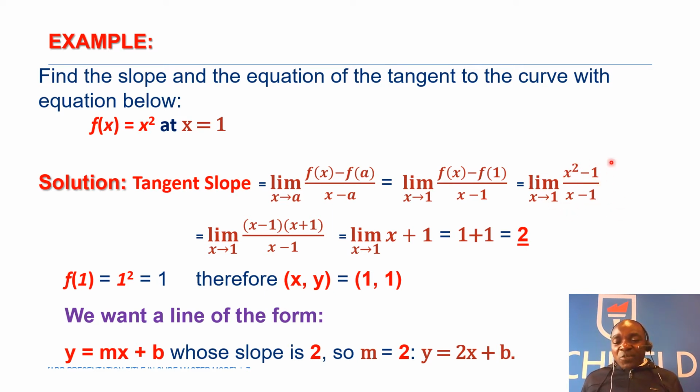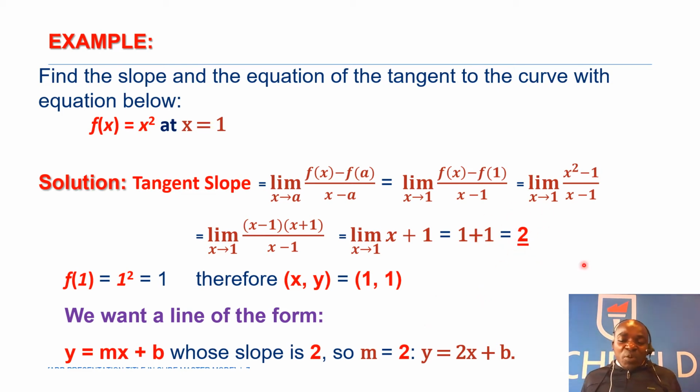So we need to find the factors of our numerator, which is x squared minus 1, and the factors are x minus 1 and x plus 1. If you see, x minus 1 on the numerator cancels with the denominator x minus 1, and we are left with x plus 1 as our result. So we end up having the limit of x plus 1 where x approaches 1. Now if you substitute the value 1 in place of x, it gives us 1 plus 1, and we get a slope of 2.